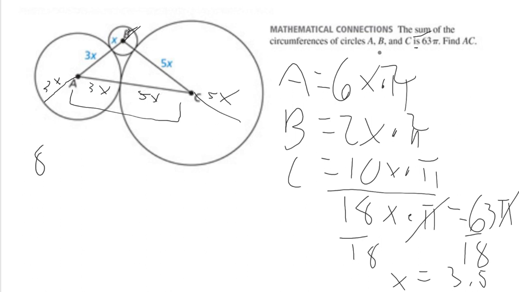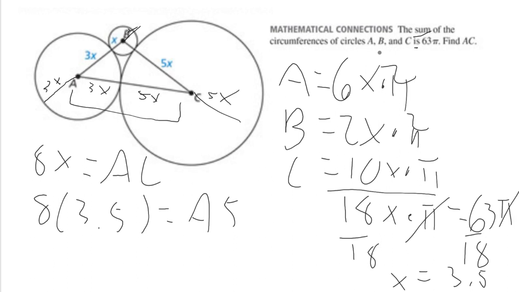They told me to find AC, which is 3x and 5x. So 8x is AC. We know that x is 3.5. And we can multiply those together to find 28 is the distance for AC.